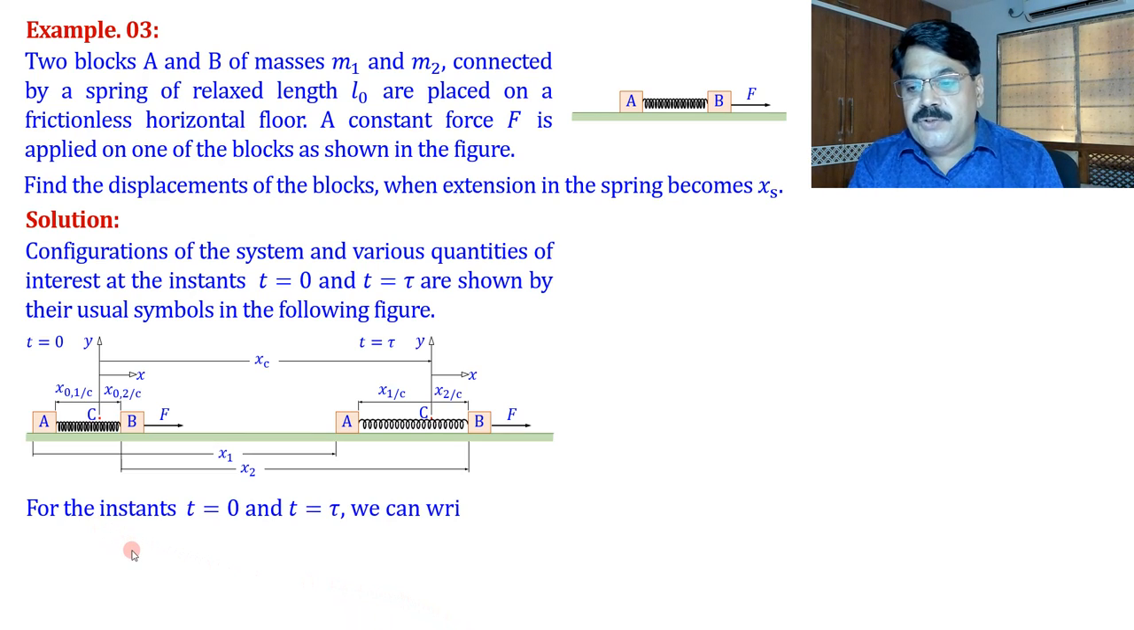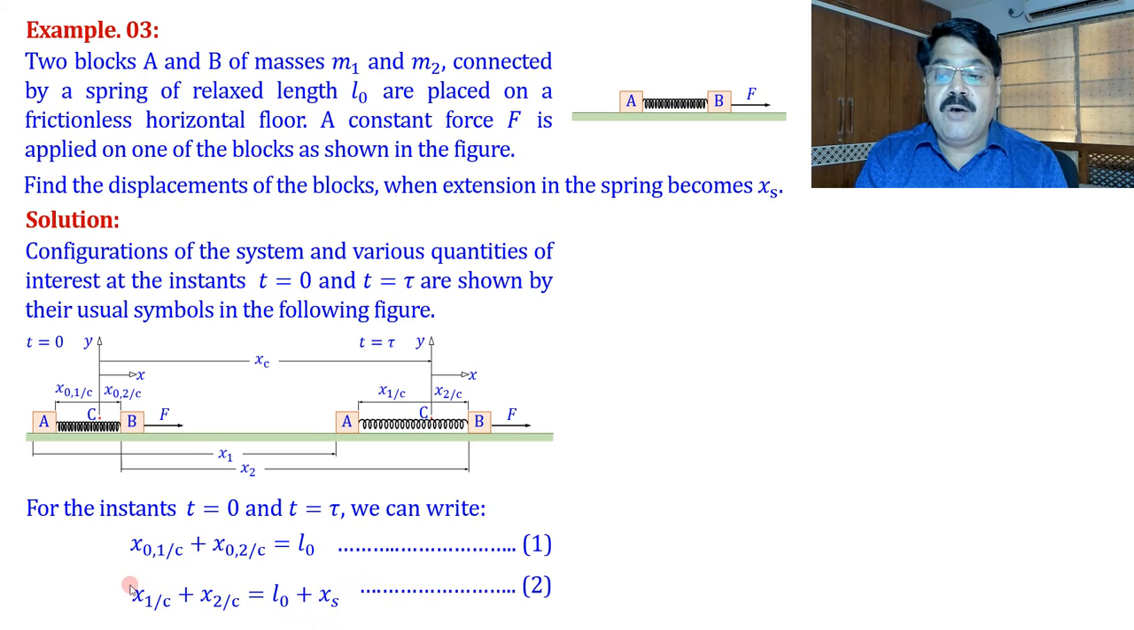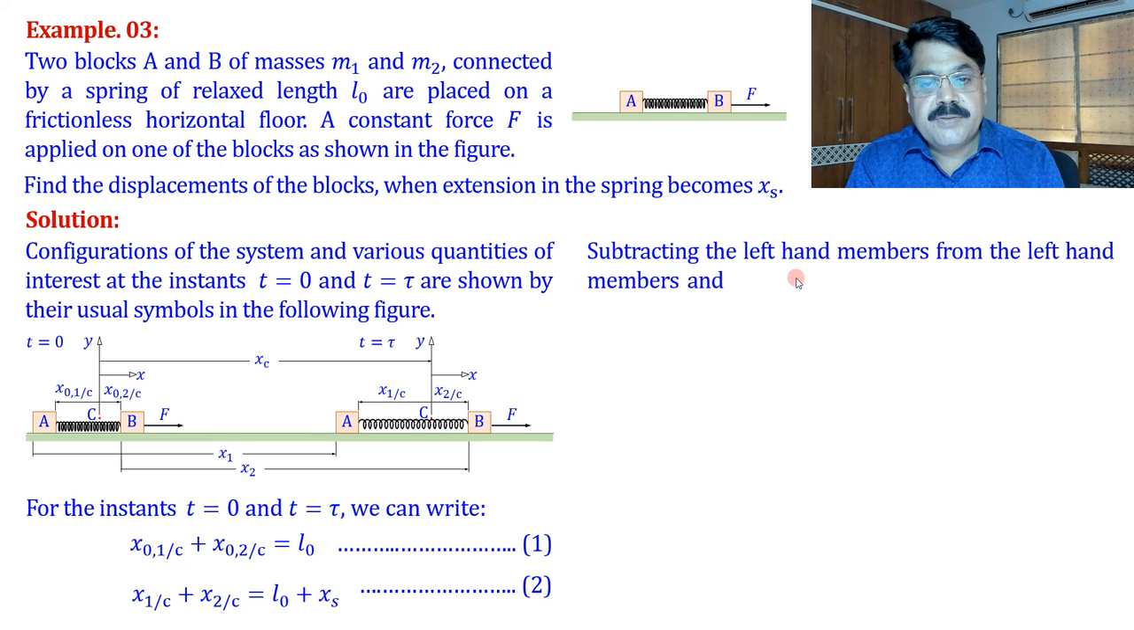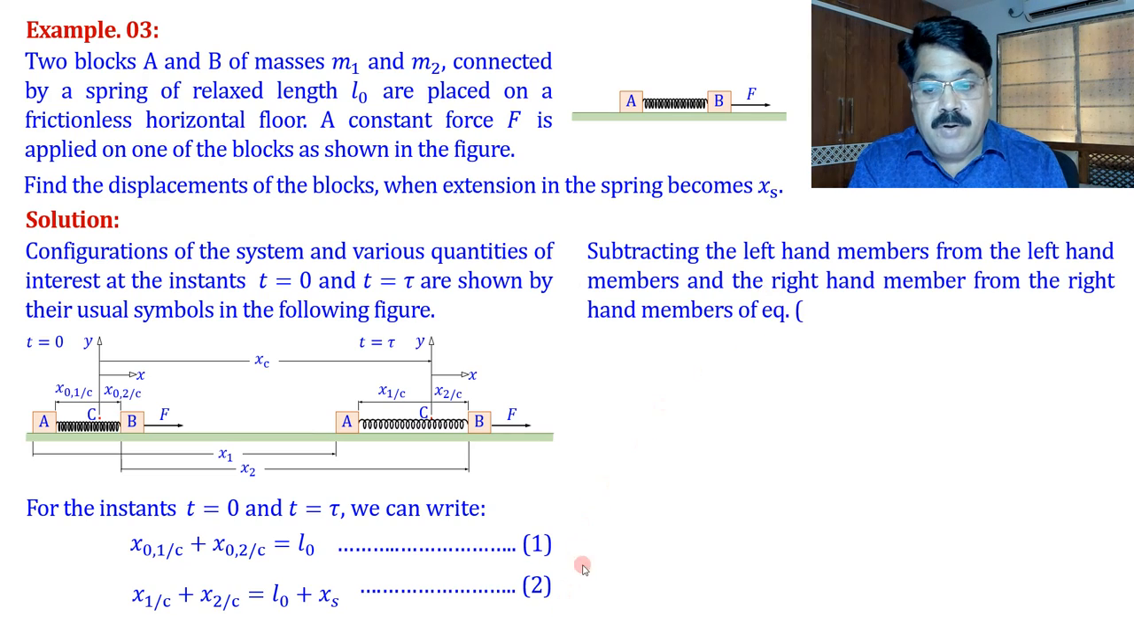For the instants t equal to 0 and t equal to tau, what can we write? At 0, x0 1 with respect to C plus x0 2 with respect to C is equal to L0. That is the relaxed length. Similarly, x1 with respect to C plus x2 with respect to C is equal to L0 plus xs. Equation number 2. Now subtracting the left hand members from the left hand members and the right hand member from the right hand member of these two equations, what do we get?